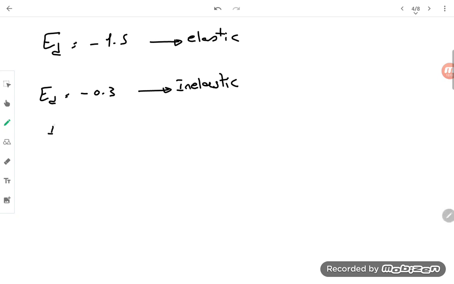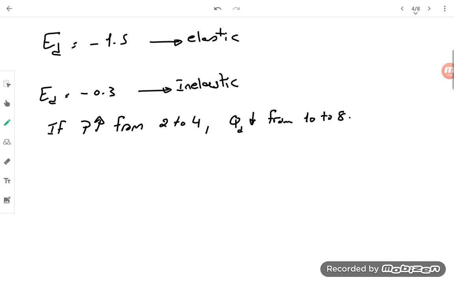So if you know that the price increased from 2 to 4, and as a result, quantity decreased from 10 to 8, what is the price elasticity of demand in this case?